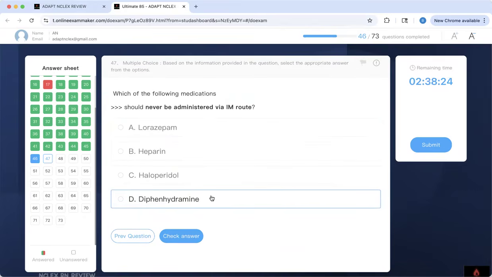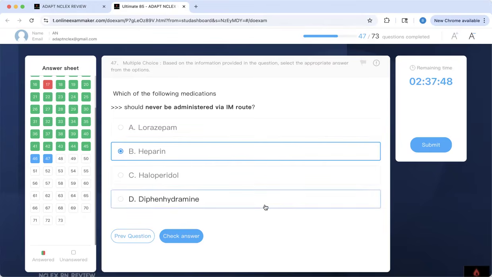Which of the following medications should never be administered via IM? Lorazepam, heparin, allopurinol, diphenhydramine. What do you think? You pick an answer. Number 47 is heparin because it causes bleeding. All these other things can be administered IM.